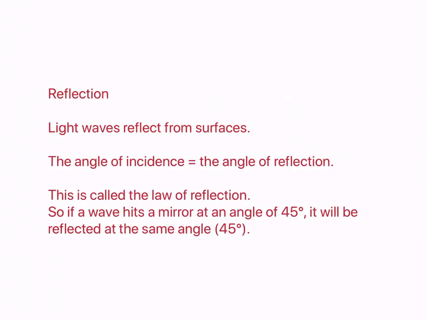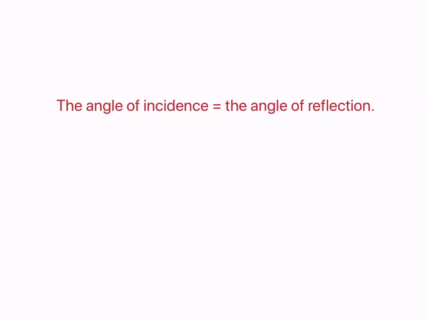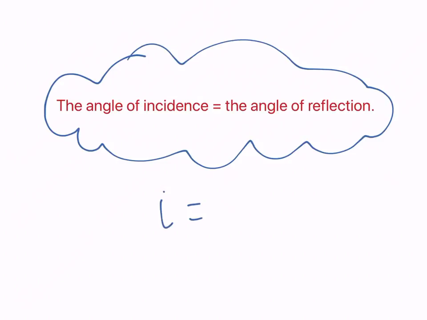So there's an important rule that we must remember. The angle of incidence is equal to the angle of reflection. I'm going to show you a diagram on the next slide, so if you don't understand it now, just wait and you'll see. This is called the law of reflection. For example, if a light wave hit a mirror at an angle of 45 degrees, it would be reflected at the same angle, 45 degrees again. So make sure you remember this equation: angle of incidence equals angle of reflection.